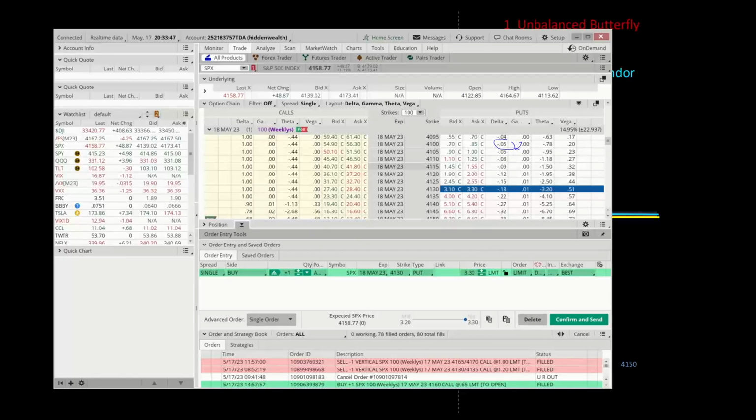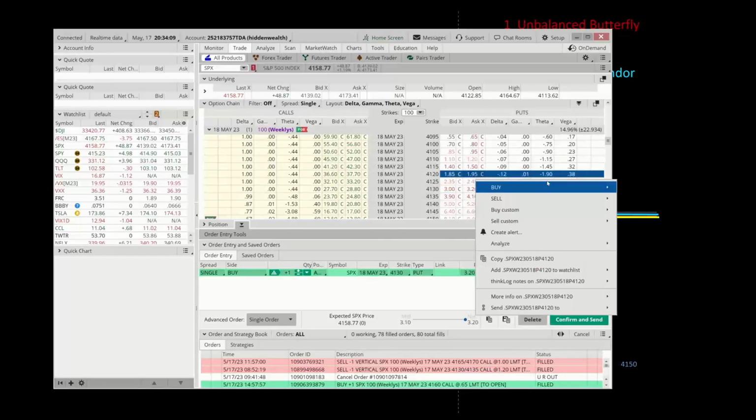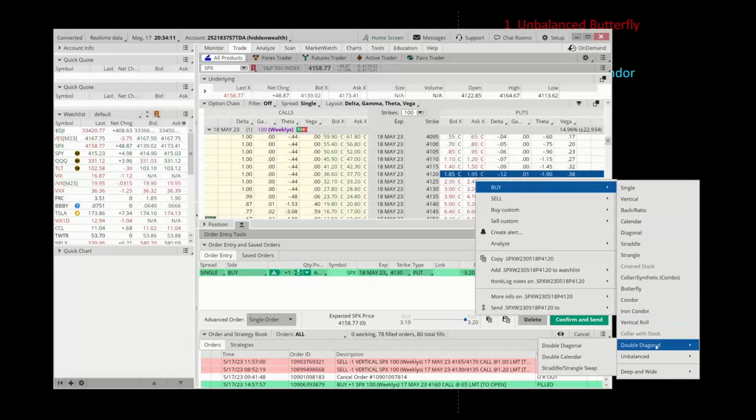What I normally do is figure out if there's a resistance or support level real close, resistance on calls, support on puts. I find the put strike I want to own. Usually it's the first play. I want to own the 30. So let's say I go one strike lower, pull up unbalanced.